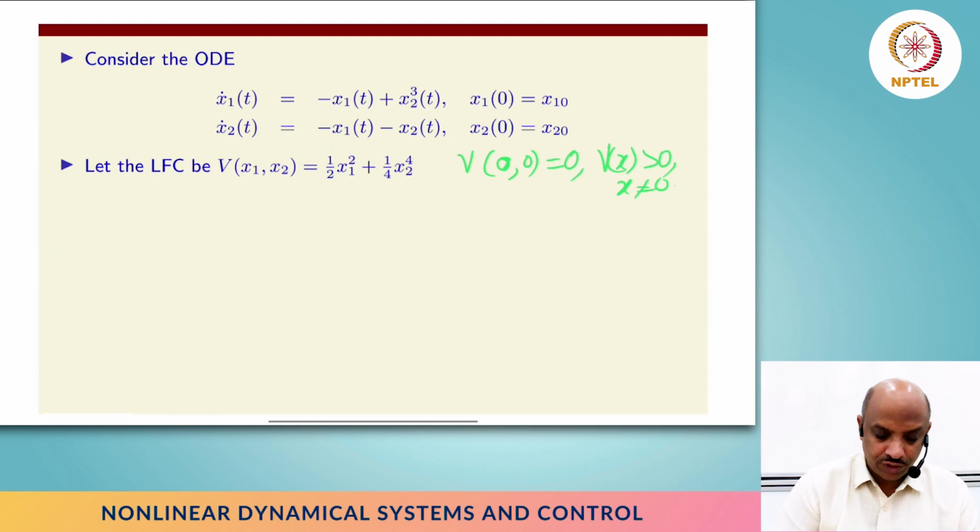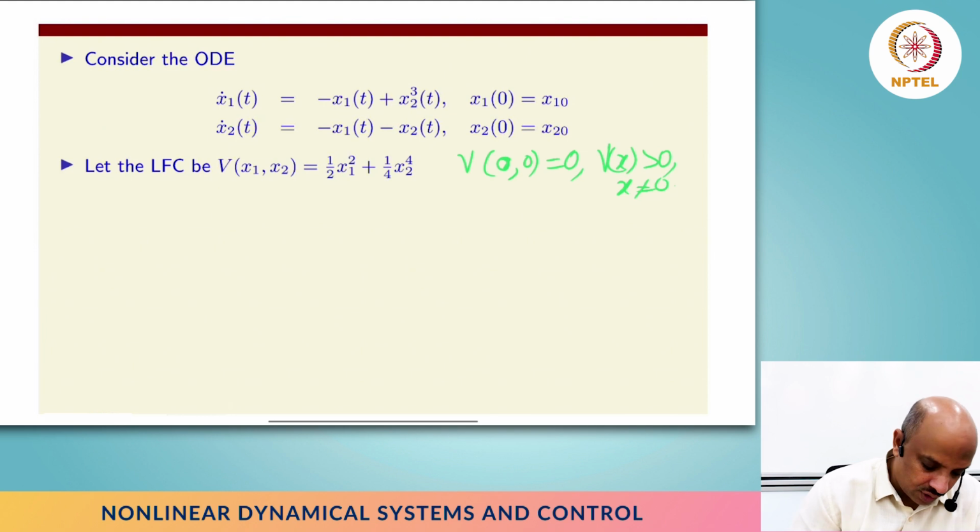I mean, how do we check that? Basically take x2 is 0, and then this gives a positive number. If x1 is 0, this gives a positive number, and if both of them are non-zero, then we get positive anyway, right? So that's the way to check positive definiteness.